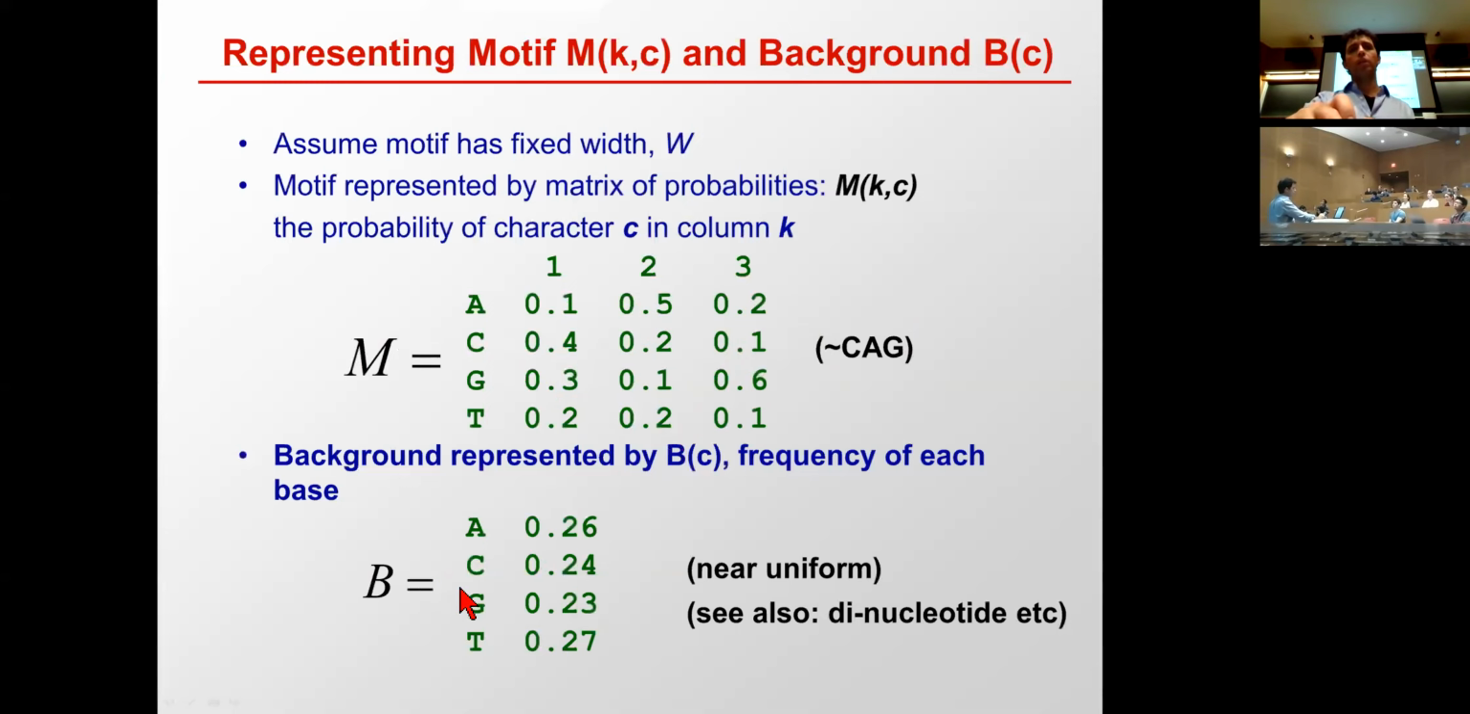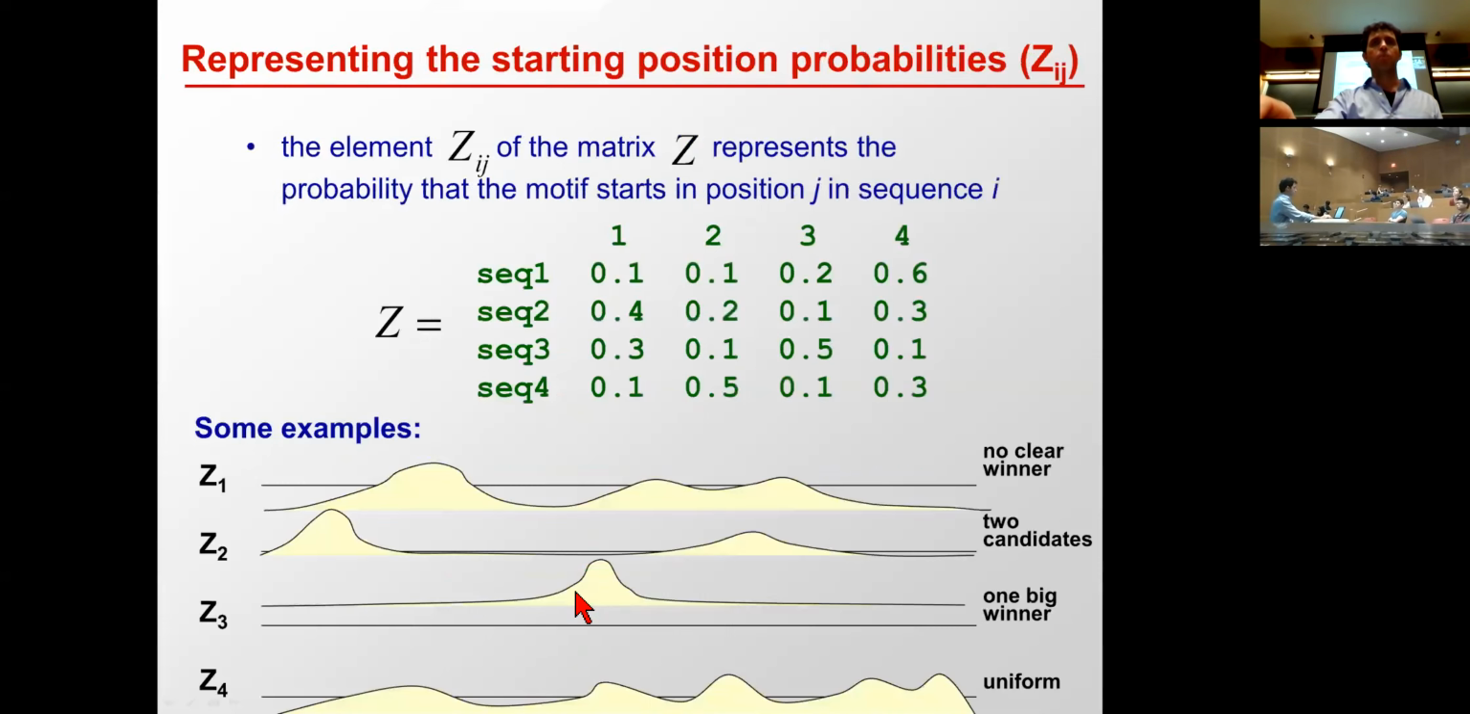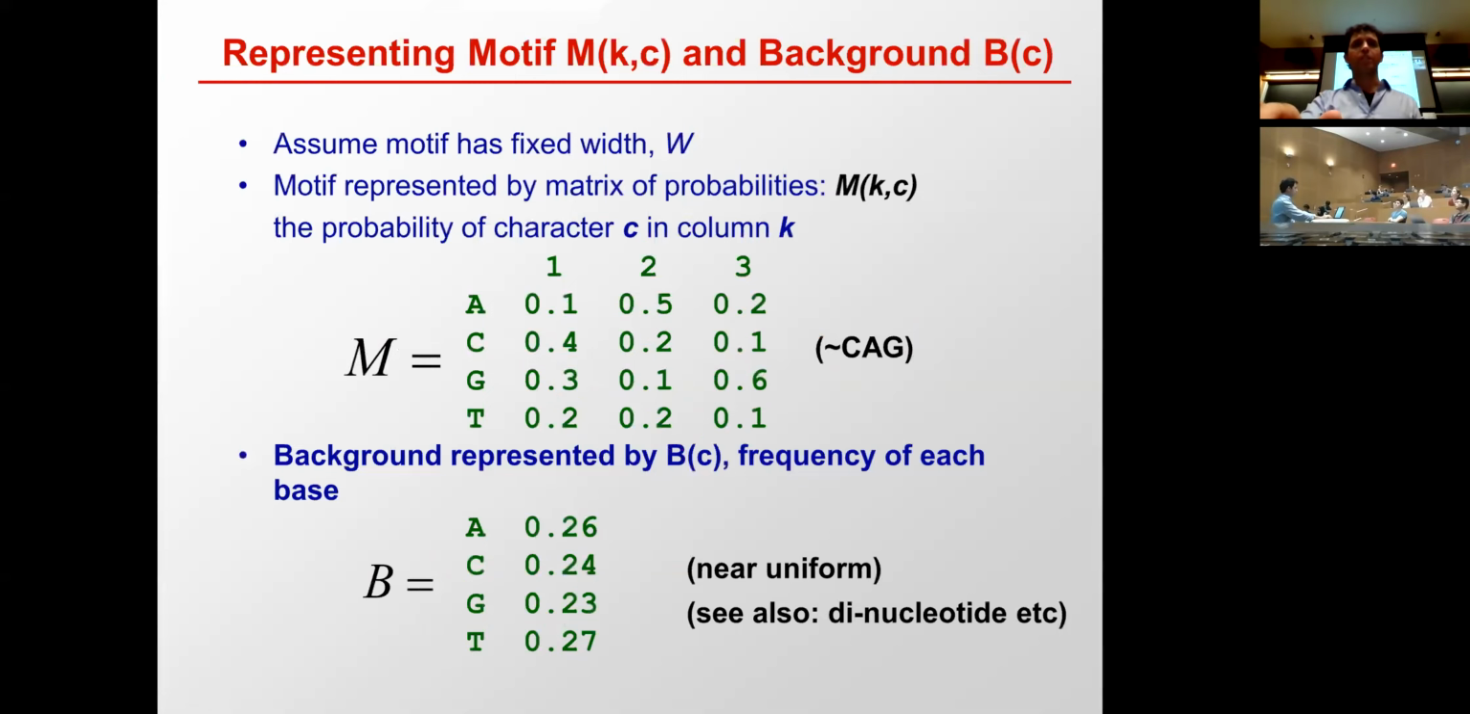I also need the background. And the background could be a near uniform background, which basically says every base is equally frequent. Or maybe in a very GC-rich genome, I'm going to have a much higher frequency of G and C. And then recognizing GC-rich motifs will be harder because they'll be very similar to the background. And an AT-rich motif with the same information content would score higher because it would be more dissimilar from the background. So that's for representing the motifs.